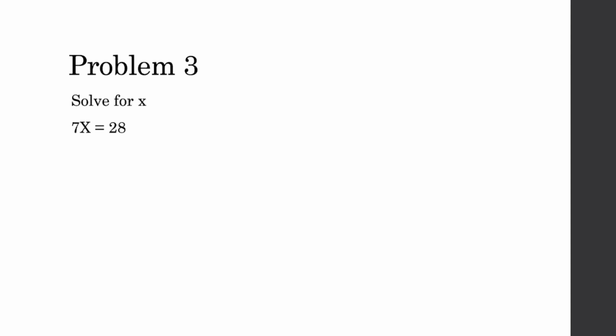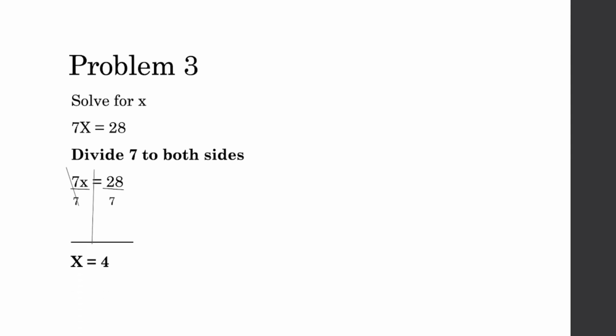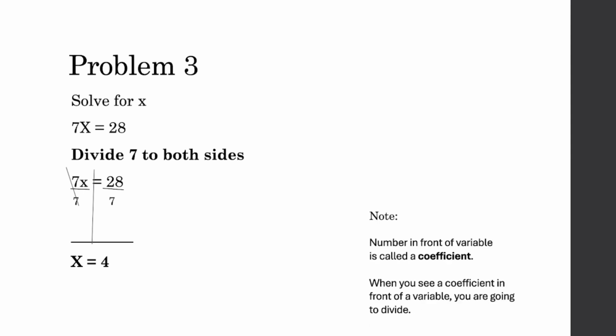Well, you can just think about the opposite of multiplication. What is the opposite of multiplication? The answer is division. So what we're going to do is divide 7 to both sides. When you divide 7 to both sides, the 7 from the left side is going to cancel out, and you're going to be left with x. And 28 divided by 7 is 4. So your answer for x is going to be x equals 4.